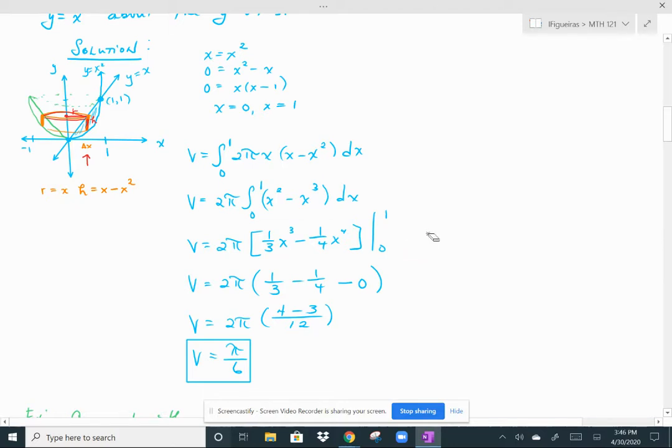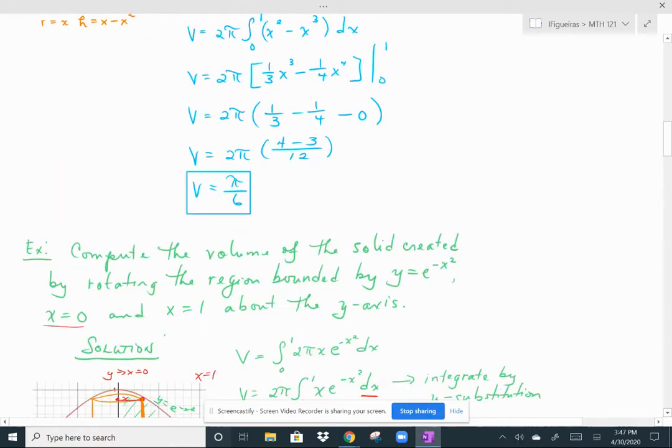Then we use the fundamental theorem of calculus, plug in the upper limit minus the lower limit. So you get 2 pi times 1/3 minus 1/4 minus 0, get a common denominator, and simplify, and you find that your volume is pi over 6. All right, so let's do another one.